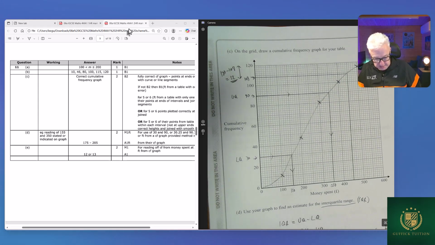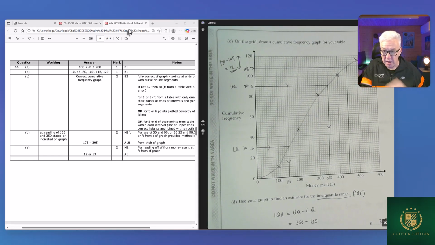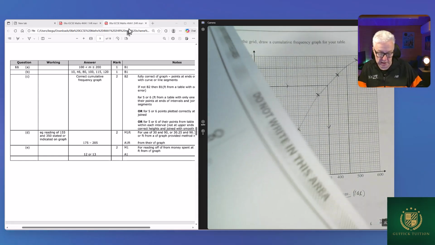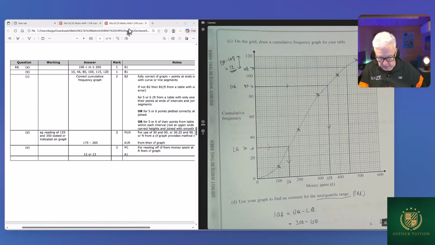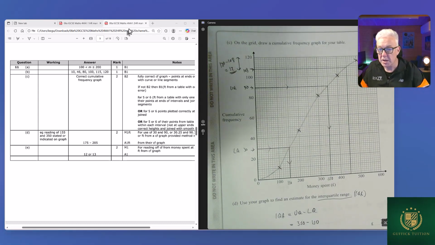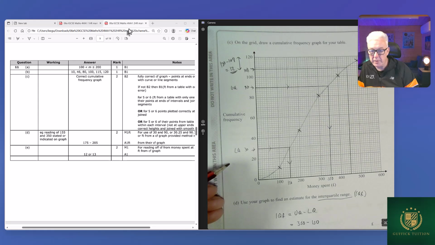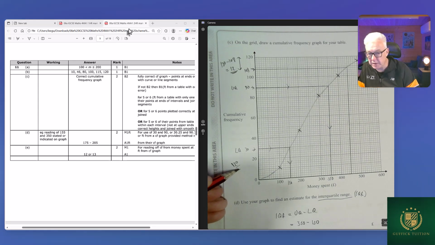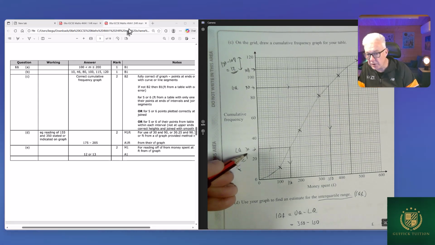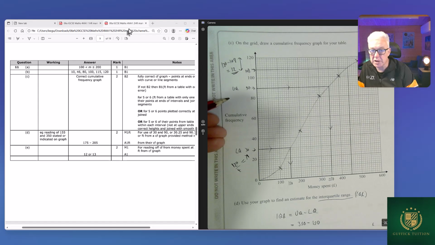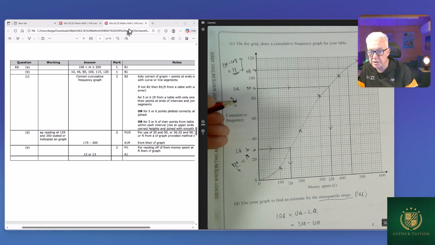Now, part D, it says, use your graph to find an estimate of the interquartile range. Now, we have got 120 pieces of data, so therefore our lower quartile is going to be given by 120 divided by 4, which is going to be 30. And our upper quartile is going to be 3/4 of 120, and that is 90.